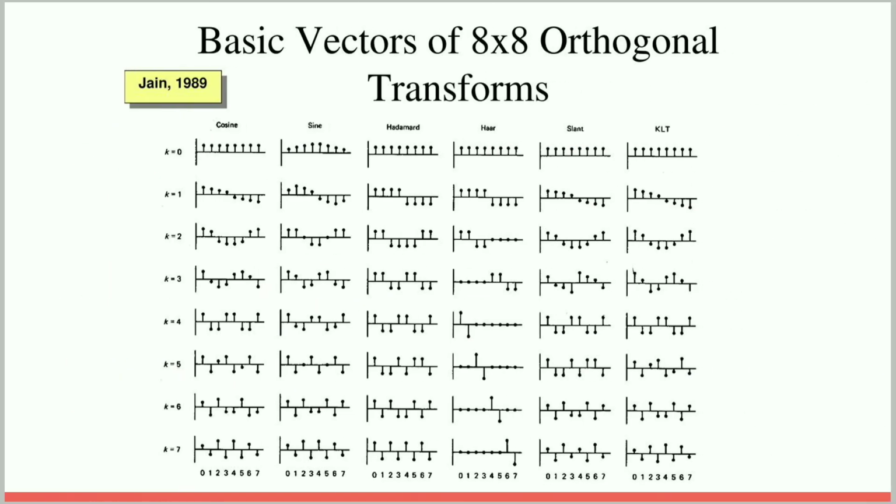These are examples of basis vectors of 8 by 8 orthogonal transforms. Given here are the basis vectors of transforms such as the cosine transform, sine transform, Hadamard transform, Haar transform, Slant transform, and the Karhunen-Loeve transform for various values of k and n.